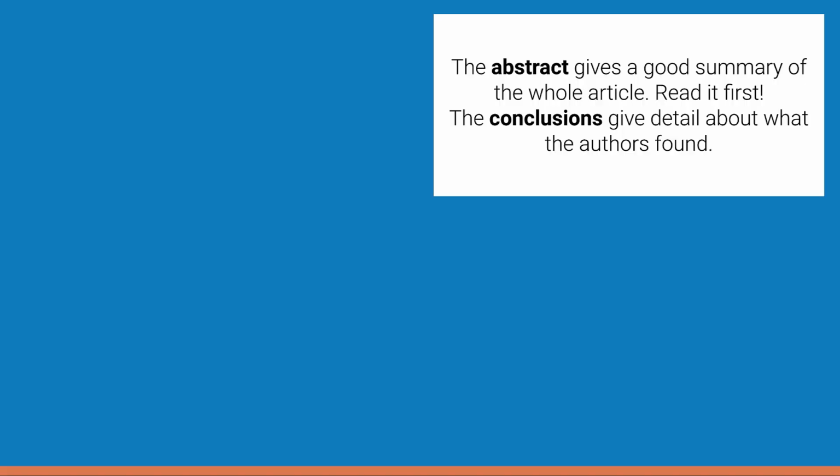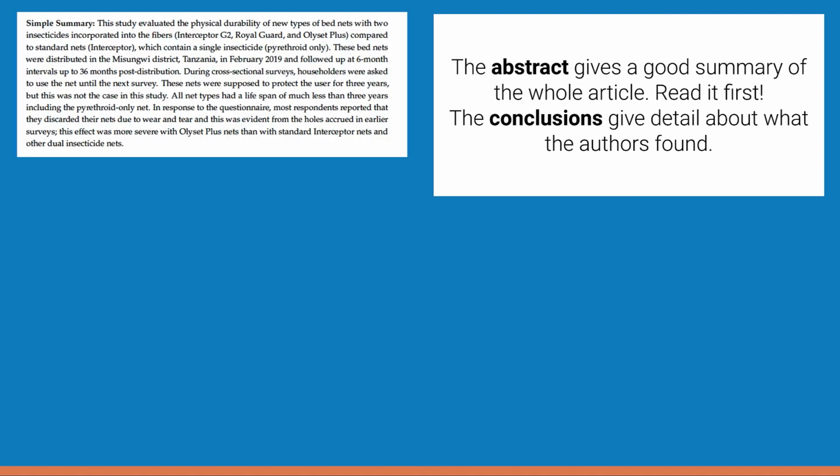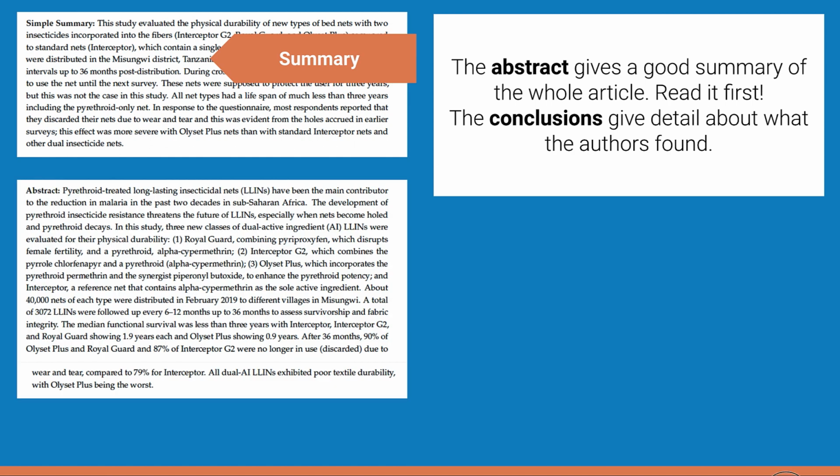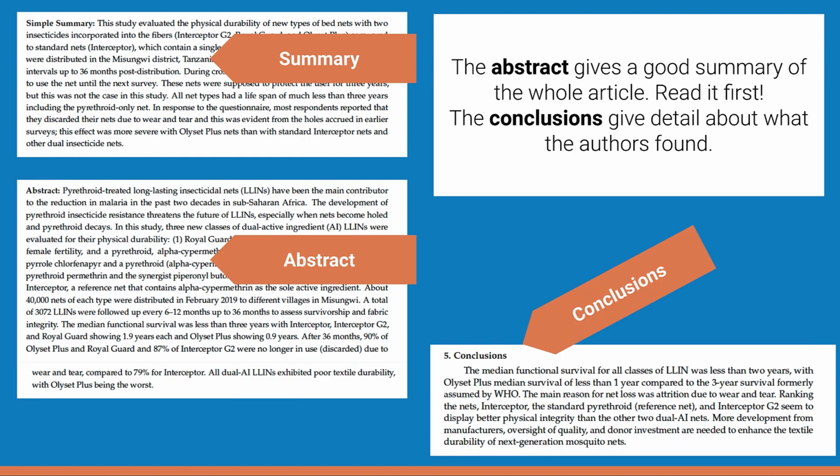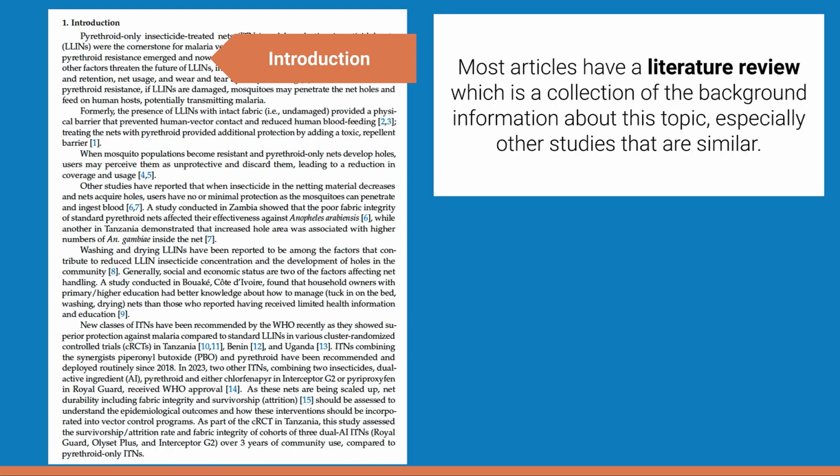The abstract gives a good summary of the whole article. Read it first, and the conclusions give detail about what the authors found. Read that next. Here's that simple summary. Here's an abstract, and there are the conclusions. We've got the front and the back of the paper. Working from there, we've got the introduction.